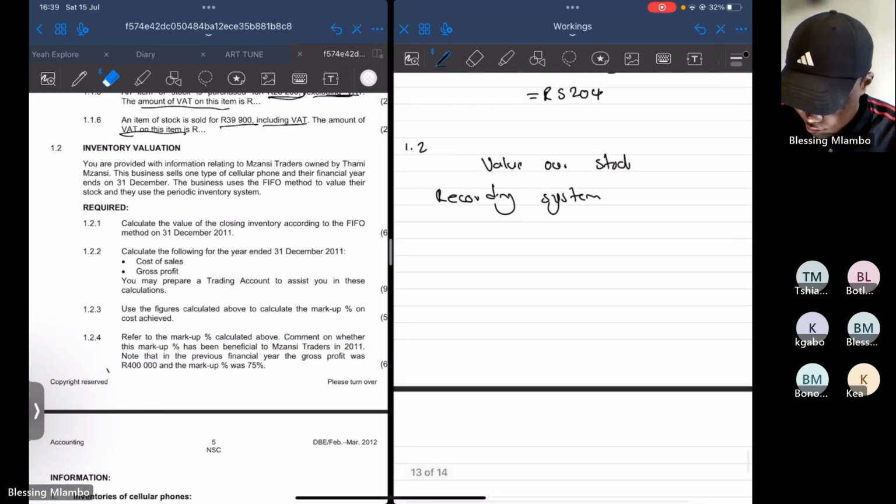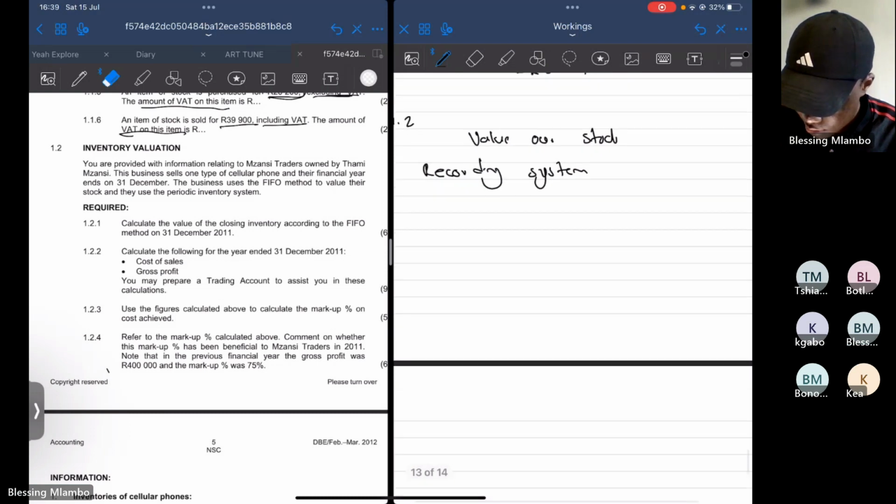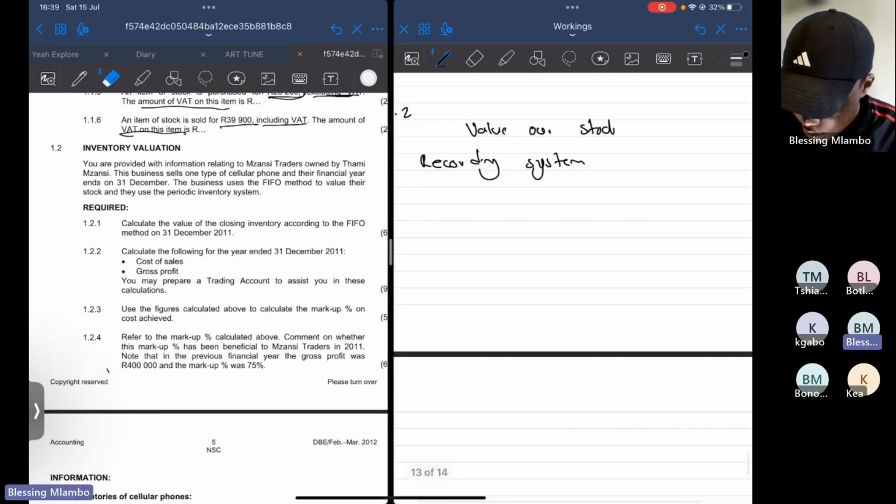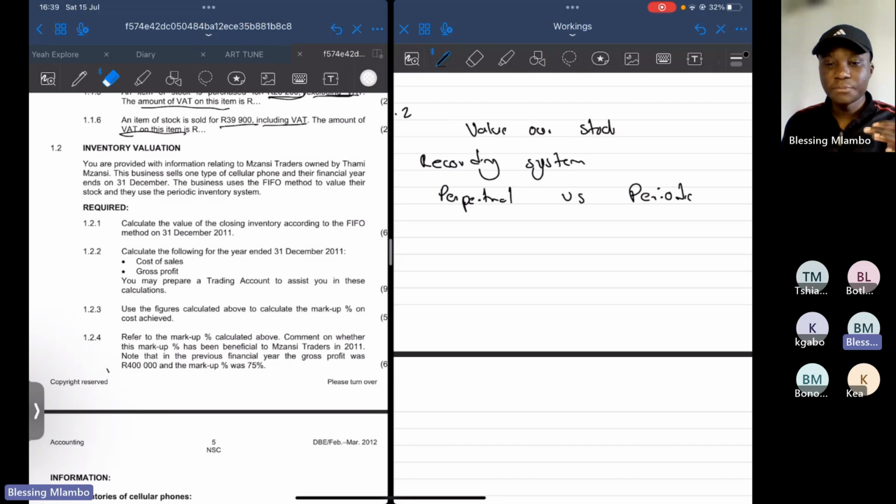and secondly, we have, so a recording system is something like perpetual versus periodic. So this is an inventory system, right? And it's very important to understand the recording system. It's very important to understand the key differences between these two recording systems.